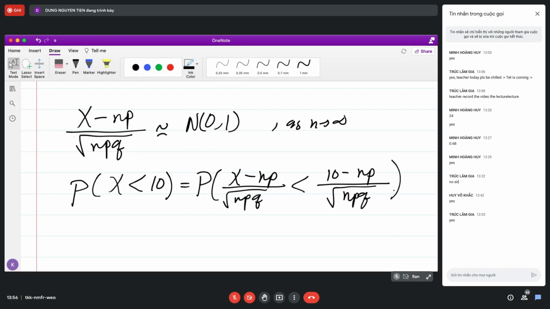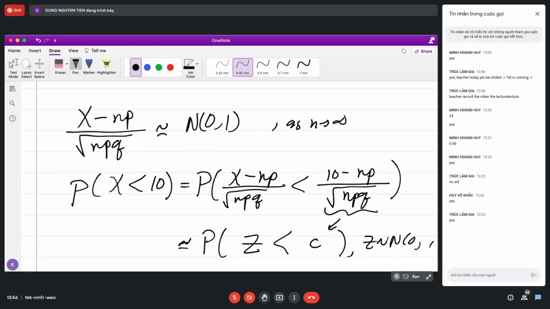Is there any question so far, everybody? That should be okay, right? And then we get the probability that Z, you can approximate this by Z, which follows the standard normal distribution. That number, let's say I would say c for that. Where Z is the standard normal distribution, c follows the standard normal distribution.